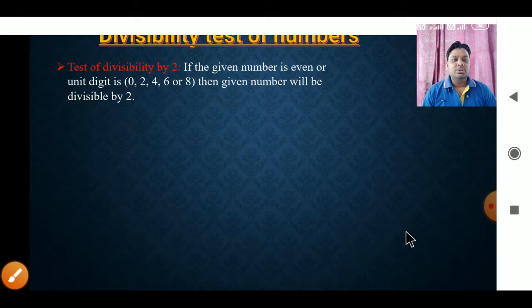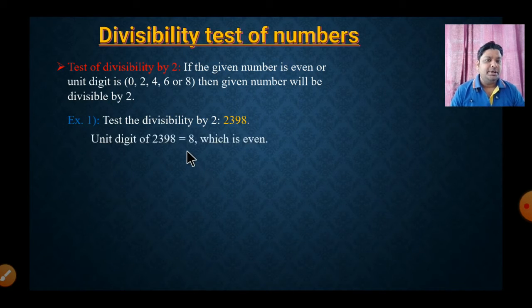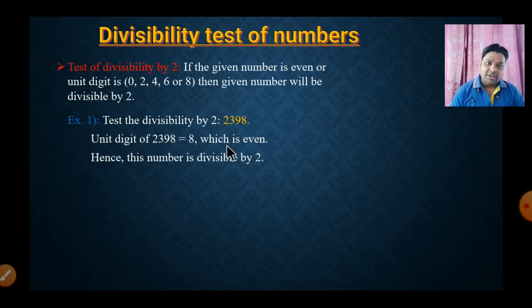Okay, students, so you can see the example. Let's see the test of divisibility by 2, how we can solve it if we have to check the divisibility by 2. Now students, we have to check whether 2398 is divisible by 2 or not. At first, you can see what the unit digit of 2398 is. Here you can see 8, which is even, not odd. So if it is even, as it is clearly mentioned in the test of divisibility by 2, that if the last digit is an even number, that is 0, 2, 4, 6 or 8, then we can say it is divisible by 2. So we can say that 2398 is divisible by 2.